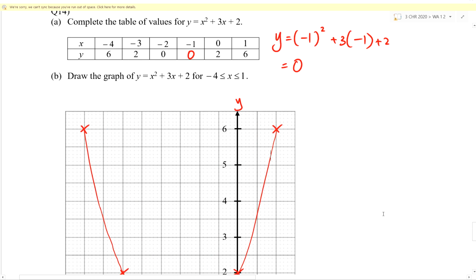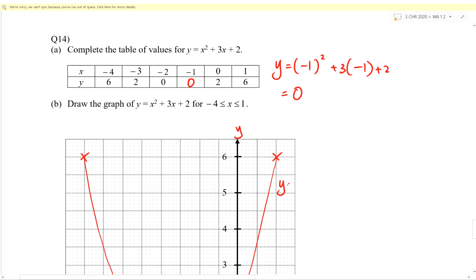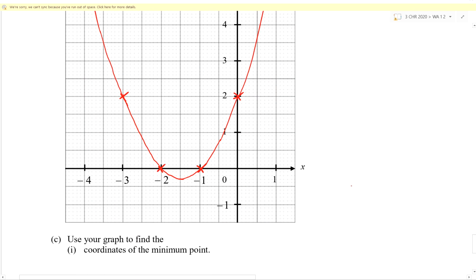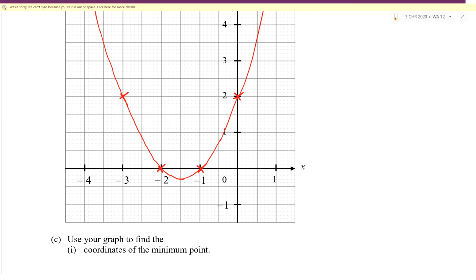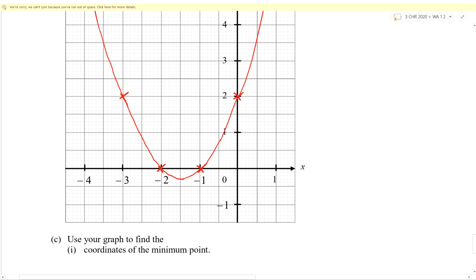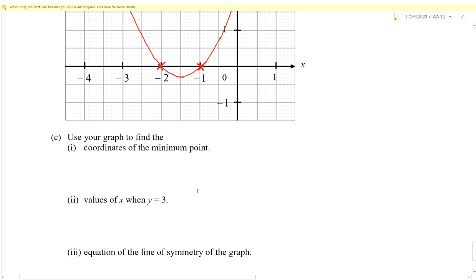Okay, so here we have our graph. Y equals x squared plus 3x plus 2. Some things to take note. There has to be one smooth curve. It cannot look hairy. And I noticed that quite a number of you actually tried to force the graph to go through this point when there's no reason to. This is not a coordinate, so there's no reason to force it through that point. Okay, now use your graph to find the coordinates of the minimum point.